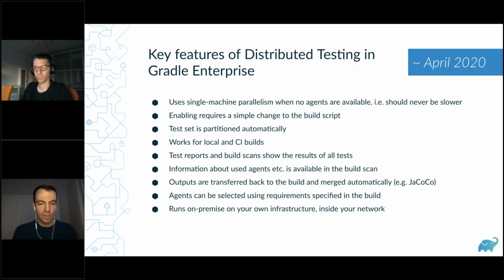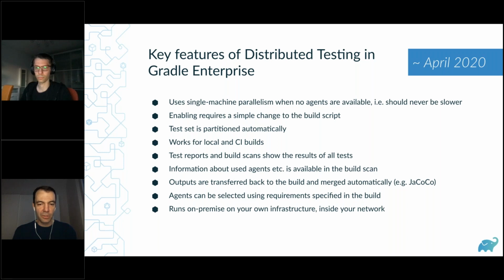The test reports and build scans, as we've seen, show the results of all the tests. If you have CI fan out, for example, you would get a build scan for each of these executions on each of these nodes, and there would be no aggregation. And the same is true for test reports. You have to somehow manually transfer these files back at the end. Of course, there are some tools that do that, but this is now really integrated. It's seamless. You don't have to do anything.